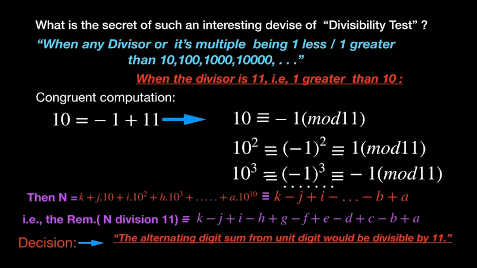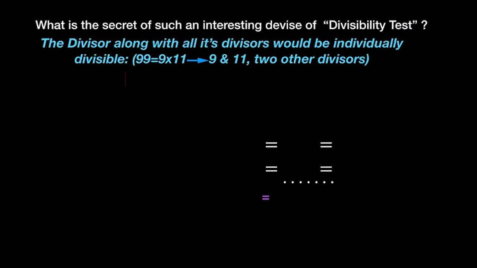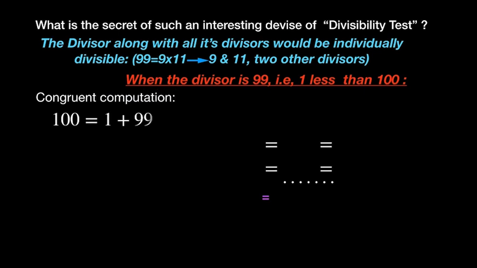Yes, the alternating digit sum from the unit digit would be divisible by 11. Now we can consider 99 as the divisor. When a number is divisible by 99, that is 1 less than 100, then what will happen? So in the same way, we can find it.